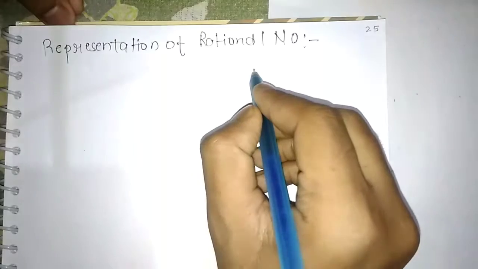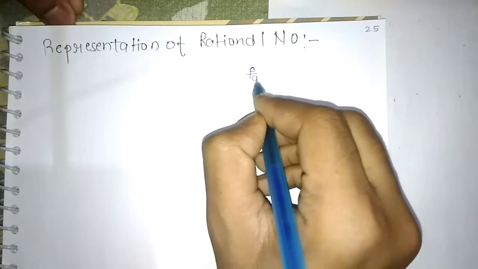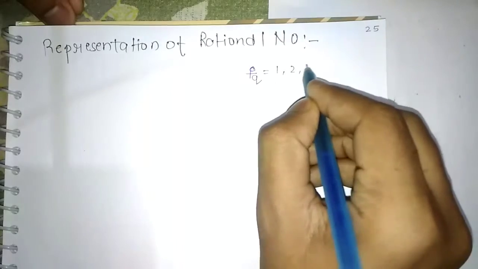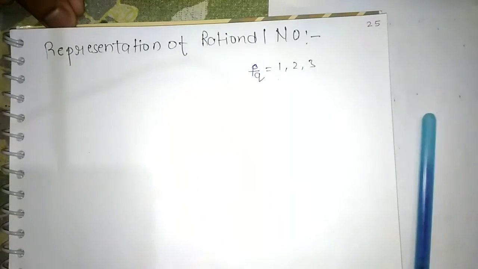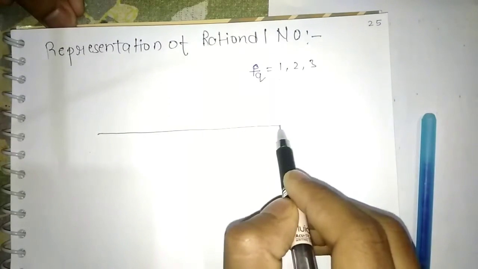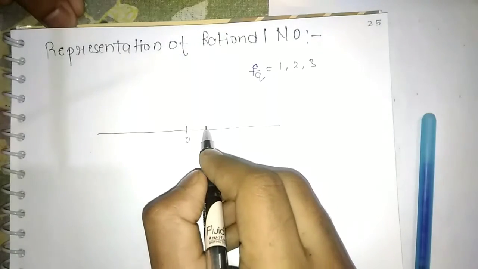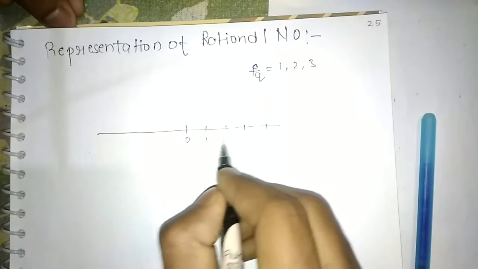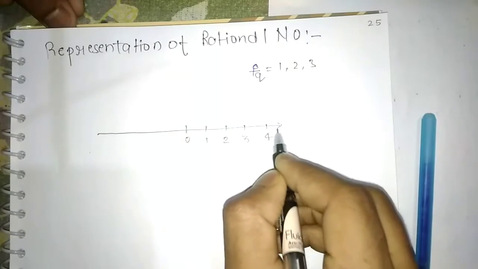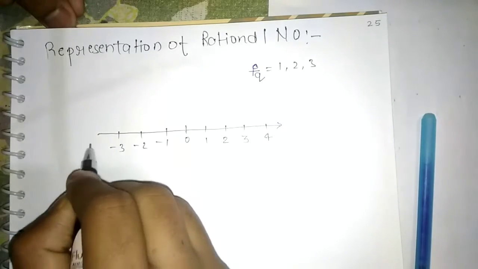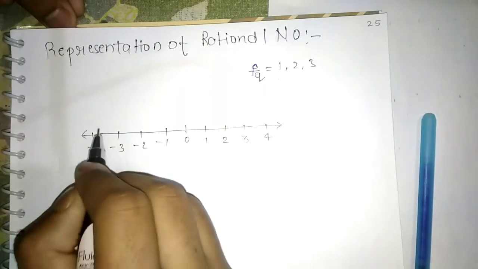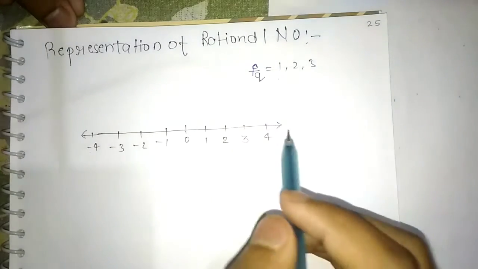Now we will talk about the representation of rational numbers. As we studied earlier, a rational number is a ratio in the form of p by q, which can be any number 1, 2, 3. So we can represent it on a number line. Let's make a number line. This is a number line which I have made. Here is 0, 1, 2, 3, 4, extending infinitely. Here minus 1, minus 2, minus 3, minus 4. This is extended here also till infinity.